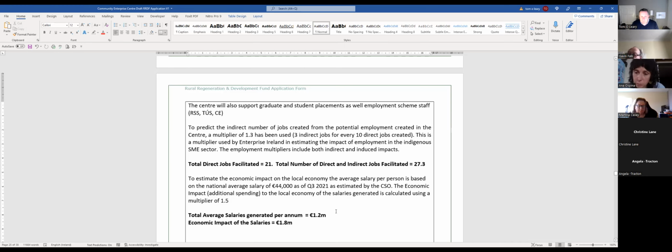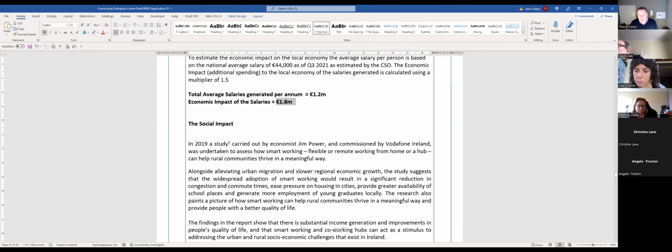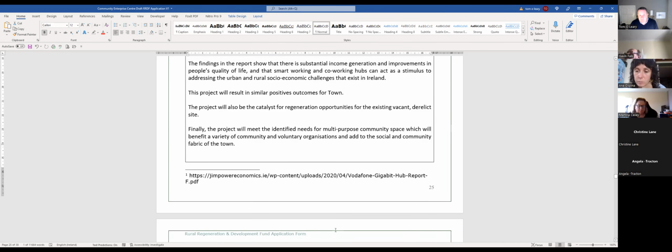Economists will use a multiplier of 1.5, so the impact of that in the local economy will be 1.8 million. So you multiply 1.2 by 1.5, you get 1.8. So we're showing that impact at the local level is 1.8 million.